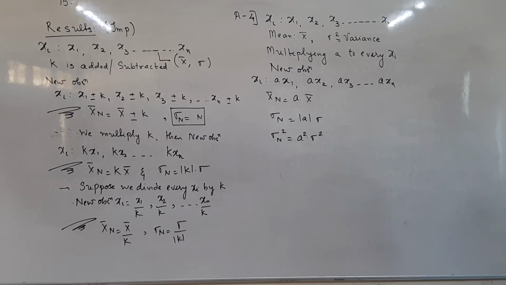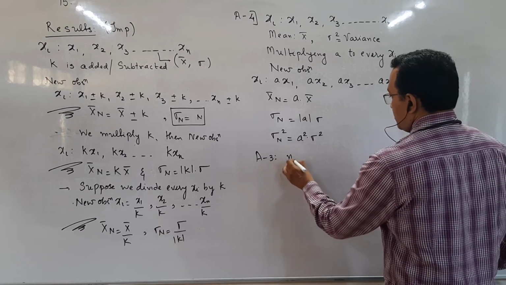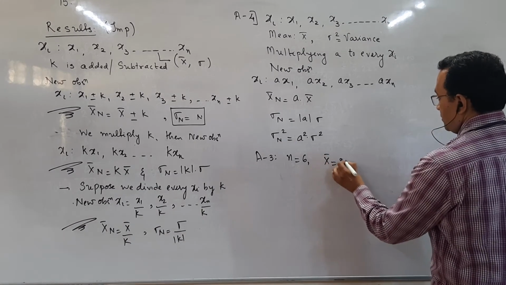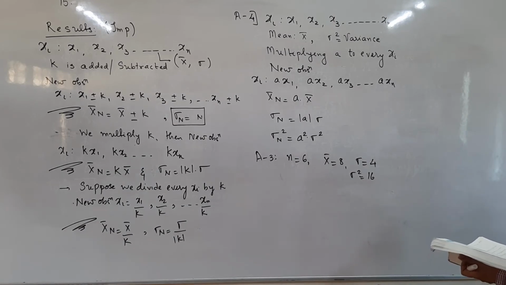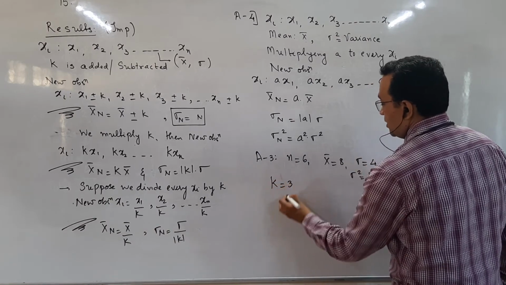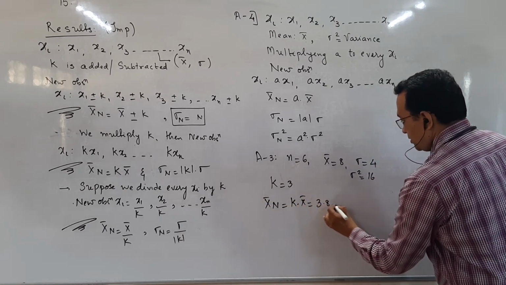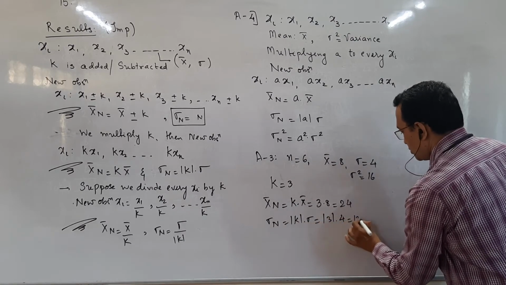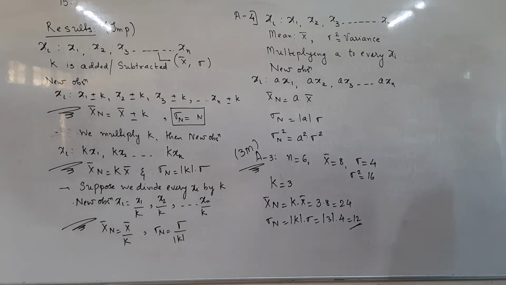Now first, 6 observations have mean and standard deviation 8 and 4. Students, I am doing sum number 3. There are 6 observations, so n is equal to 6. Their mean x bar is equal to 8. Standard deviation is 4, so of course variance will be 16. If each observation is multiplied by 3, our k is equal to 3. We still apply the same result. The new mean x bar n will be k times the original mean, so 3 into 8, which is 24. The new standard deviation will be mod k times the original standard deviation, mod 3 into 4, so this is 12. For this much, students, you will get 3 marks in your theory part.